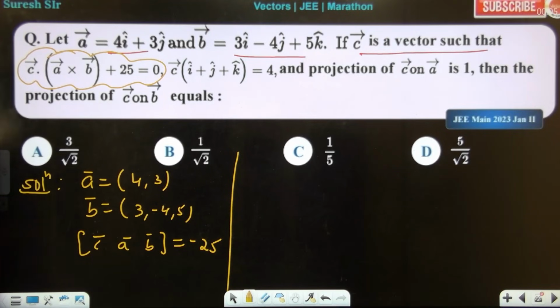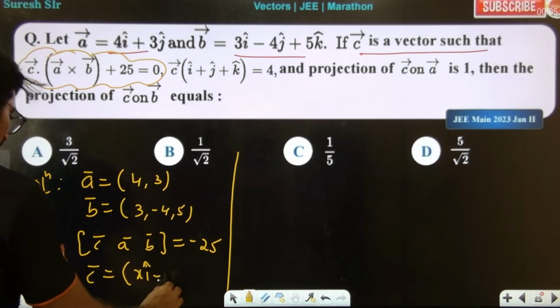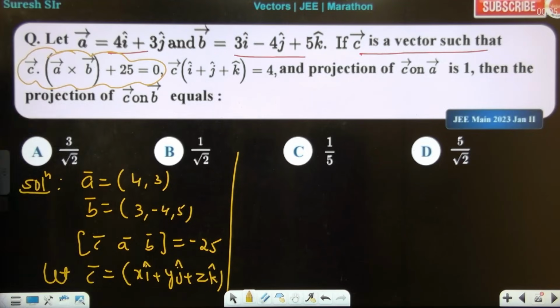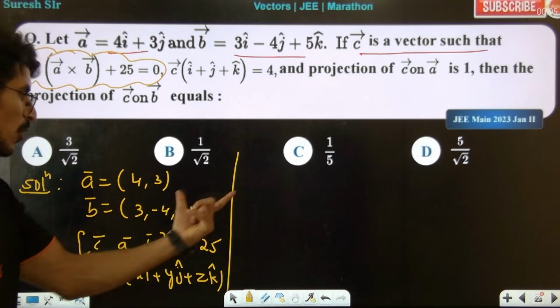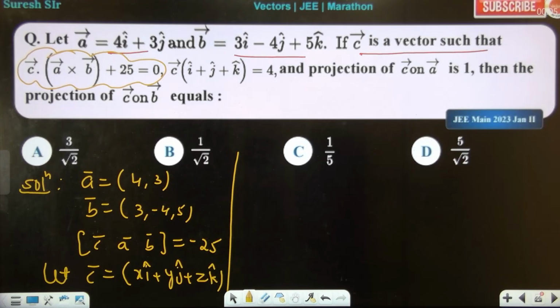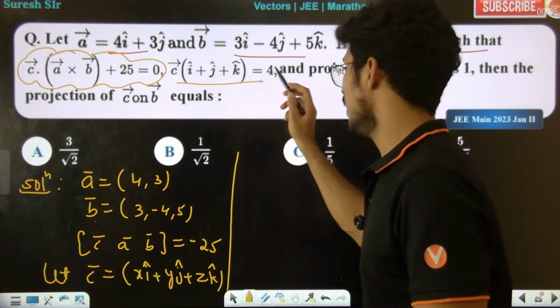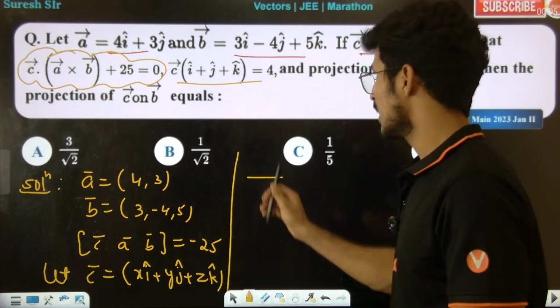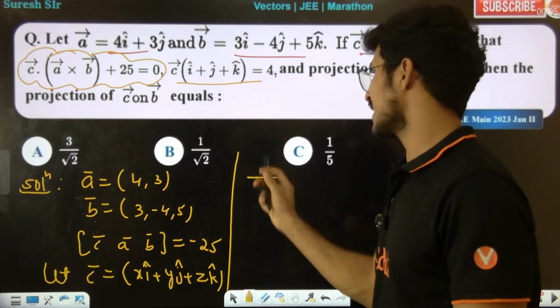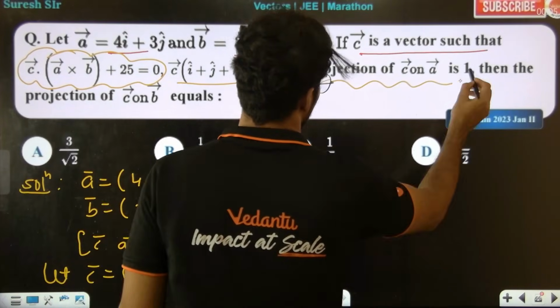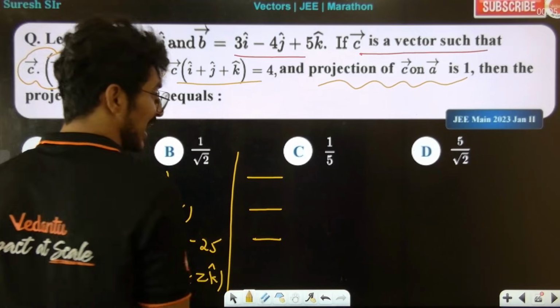I do not know the C vector, so let us take C vector as x i cap plus y j cap plus z k cap. Can we take C vector like this? Yes sir. Now the box 25 is given, so you find out the box and find out the C vector. See, I'll tell you guys, you open the box and solve with this. You open the box, I will get one equation, and doing C dot ijk will give another equation, yes or no. Projection of C on A is equal to 1, they have given this. If I do that, I'll get one more equation.